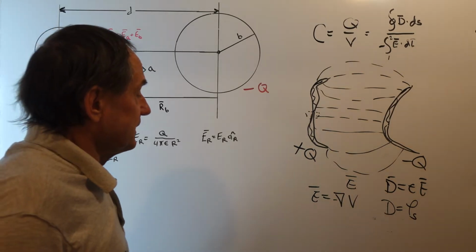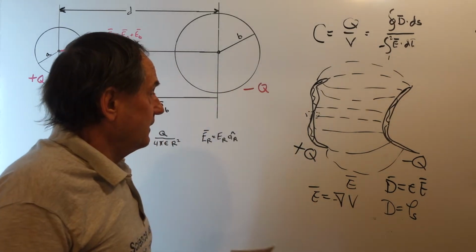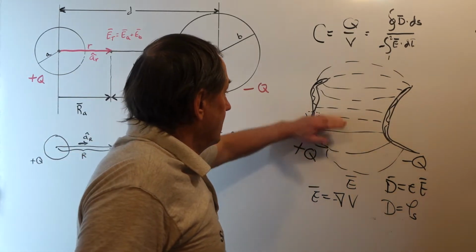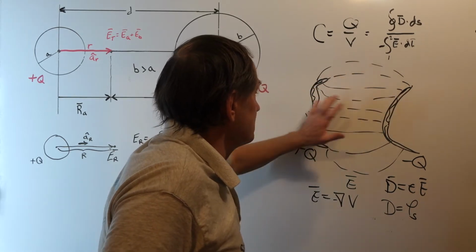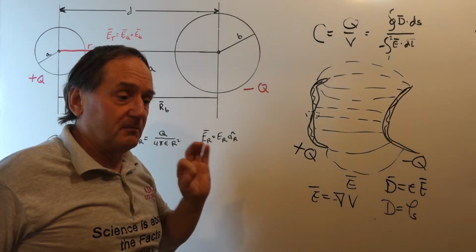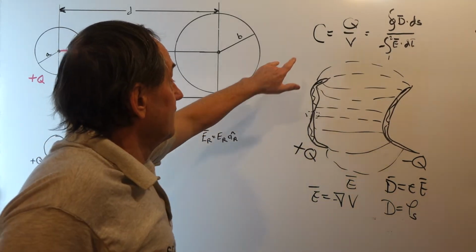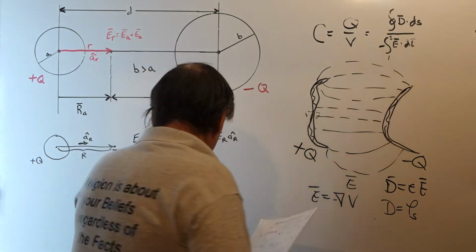So this is the way you would do it in general. And you need to know the mathematical expression of the electric field in the space between the two conductors. That's the crux of the problem in solving for the capacitance for any particular geometry.